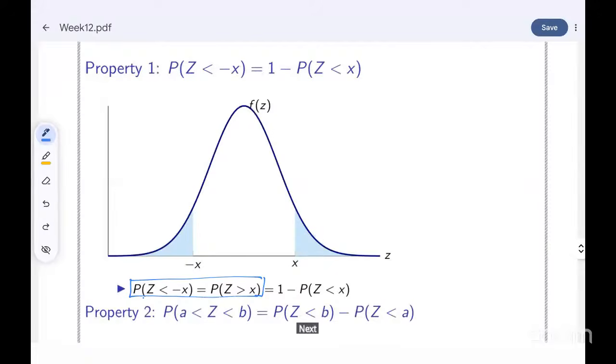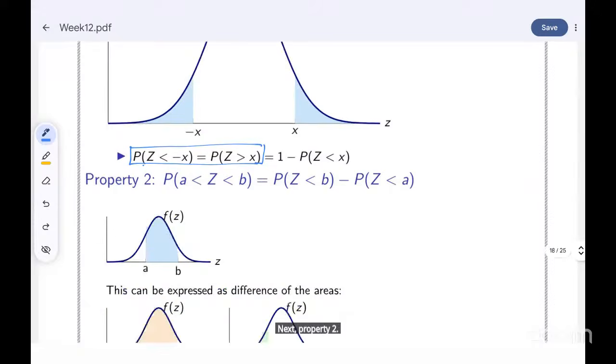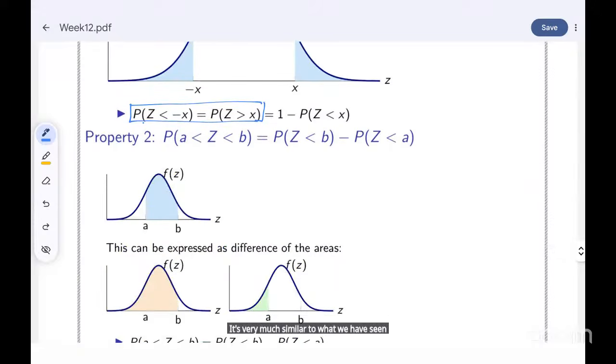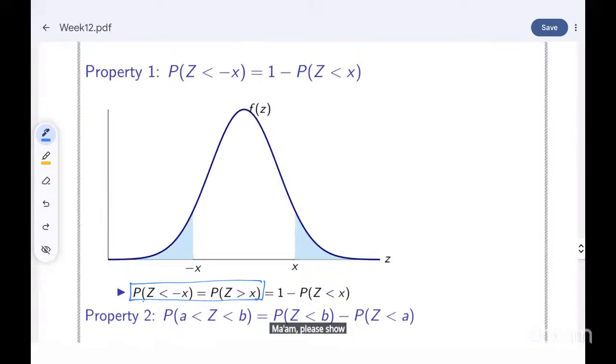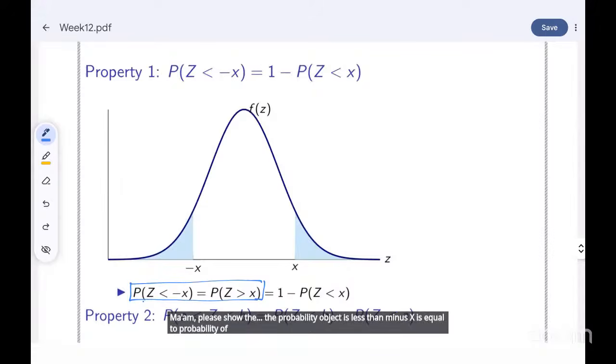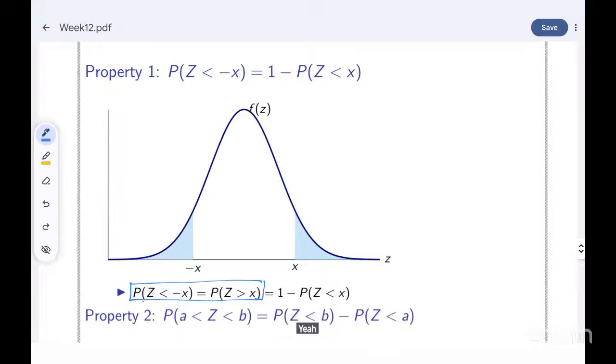Next, property 2 is very much similar to what we have seen earlier. So probability between two values A and B. Please show the previous one. Here, probability of z less than minus x is equal to probability of z greater than x. This part is clear.